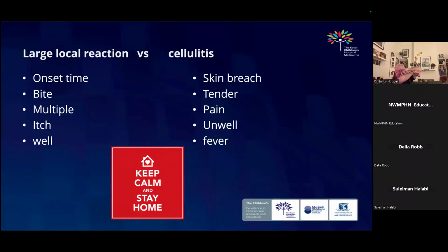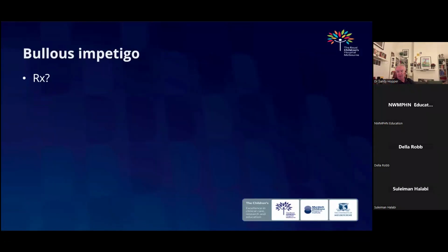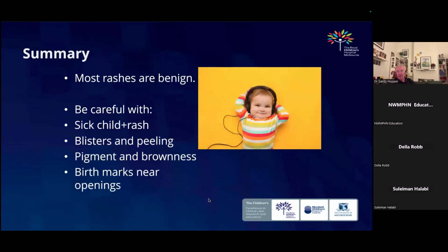For me, cellulitis is tender. The child is unhappy. They could be febrile. There's limitation of use of that part of the body. Whereas a bite is itchy, it's non-tender, the child is well, and they're moving it. And hopefully you can tell the difference, but sometimes I reach for both antihistamines and antibiotics at the same time. And I'm going to hit the summary now.